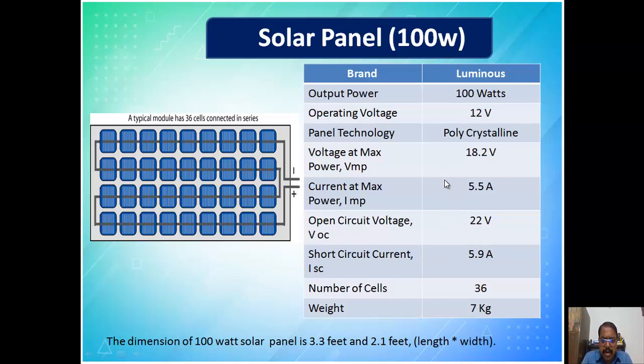So in order to generate this 100 watts panel with an output operating voltage of 12 volt, you require 36 cells. You can see here we have connected 36 cells in series. The weight will be approximately 7 kg.